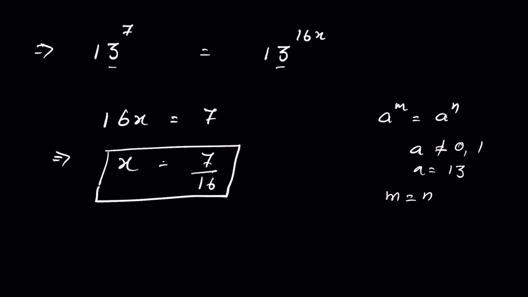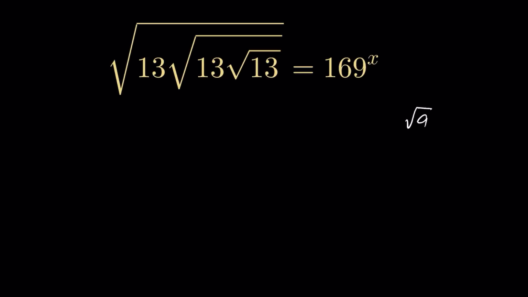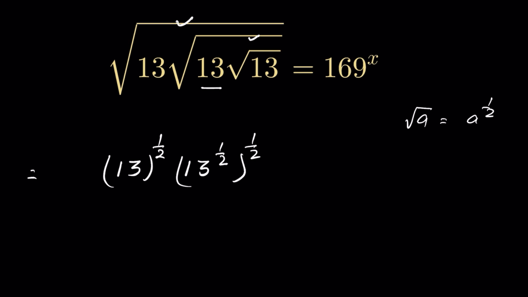Now let's try the second method. We know square root means a raised to the power of 1/2. So here we can write 13 raised to the power of 1/2 for this square root. Then for this 13 under square root, first 13 to the power 1/2, then again raised to the power of 1/2 for this square root. Then times 13 raised to the power of 1/2 for this square root, then 1/2 for this square root, and 1/2 for this square root, equals 169.